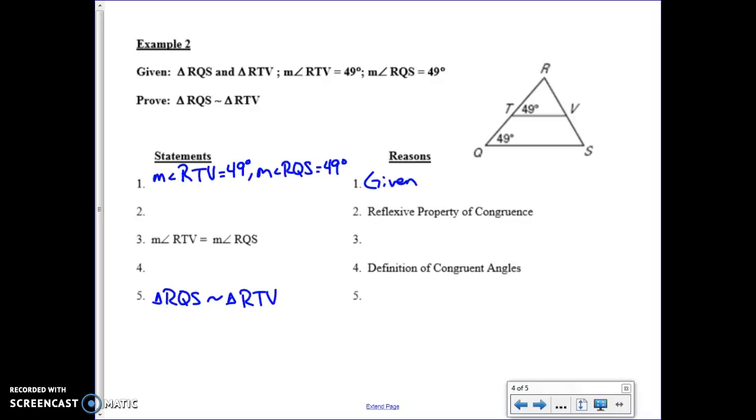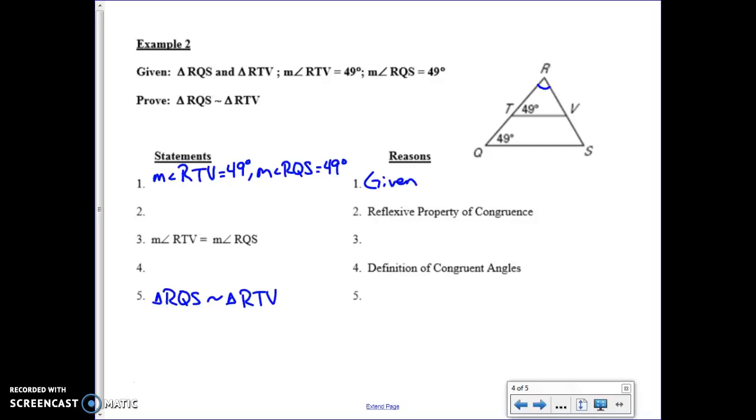And think back to our reflexive property, and that means that something is congruent to itself. So the only information we have so far is about two different angles. So we're not using the given statement just yet. But I do see, if I look in the picture up here, that angle R is congruent to itself.